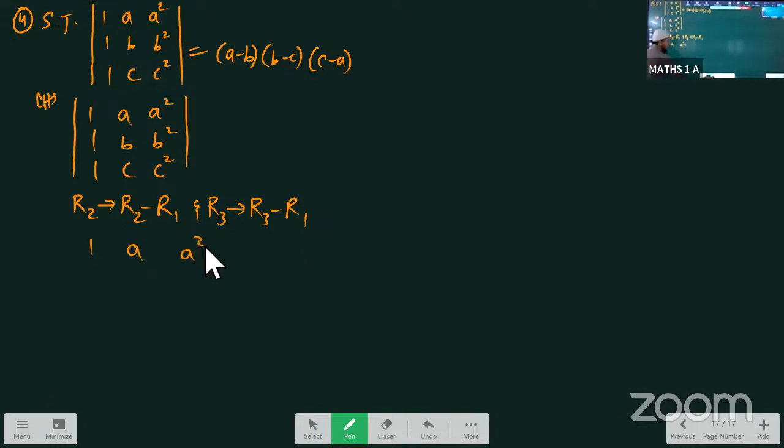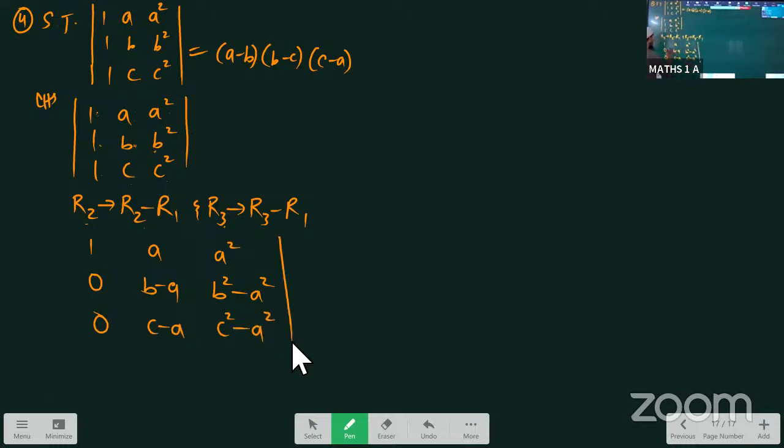First row is 1, a, a square. In second row, R2 minus R1 now. So R2 minus R1, 1 minus 1 is 0, then b minus a. R2 changes to R2 minus R1, b minus a, then b square minus a square. Next, in the same way, R3 changes to R3 minus R1, so subtract the rows correspondingly. So 1 minus 1 is 0, c minus a, next c square minus a square.